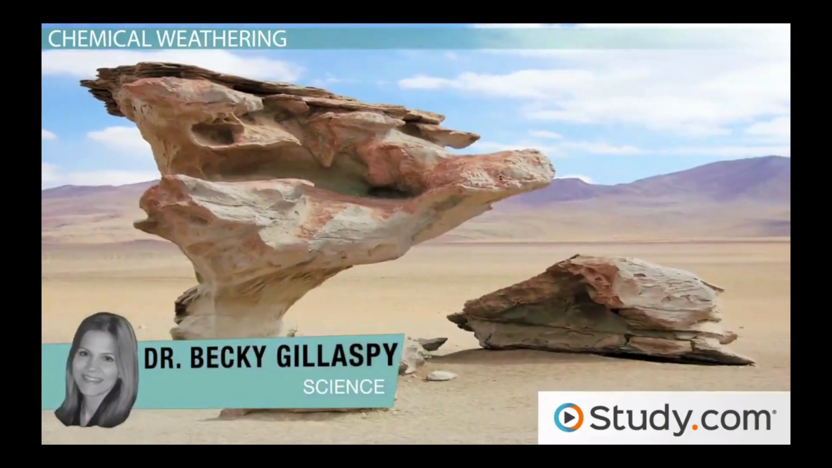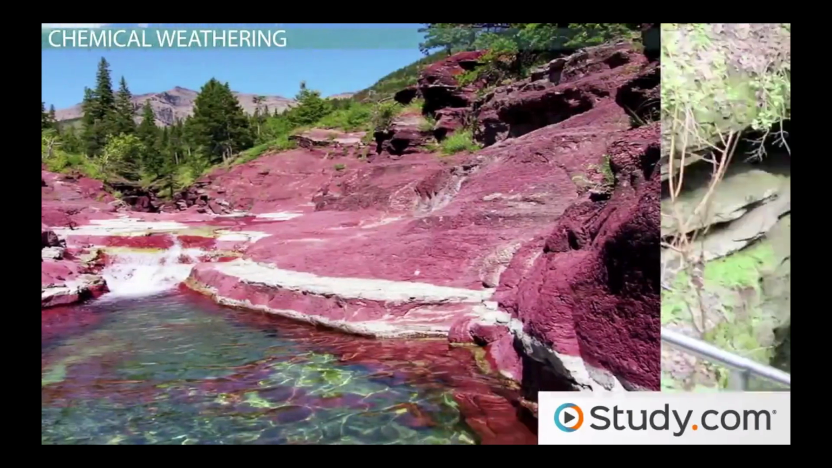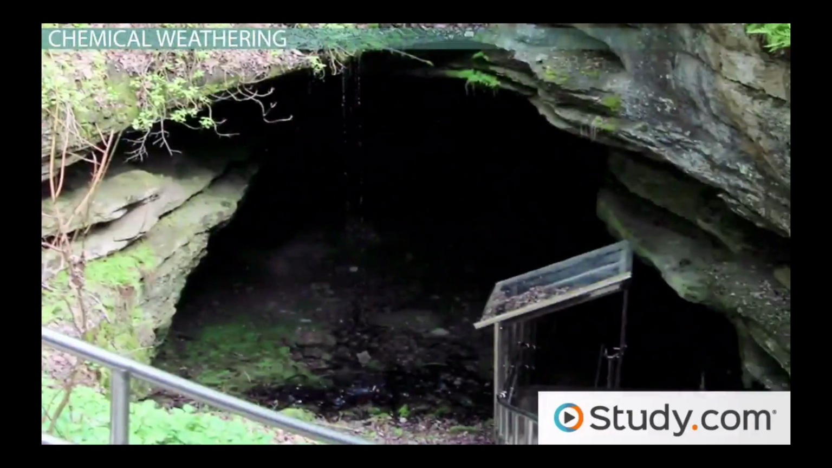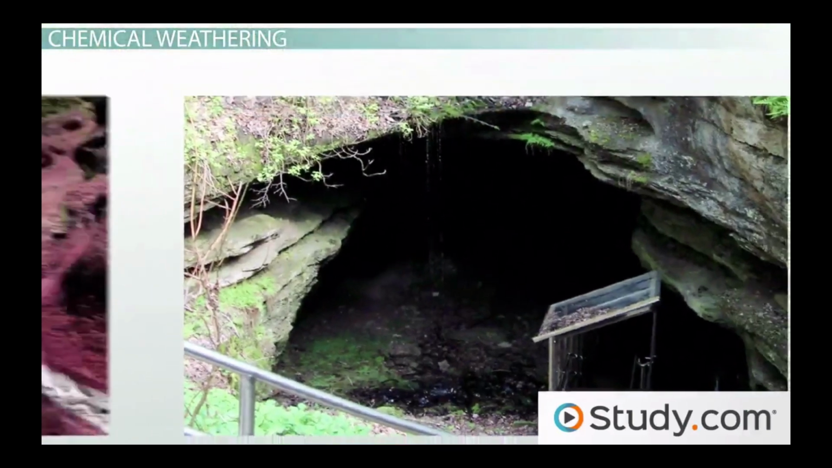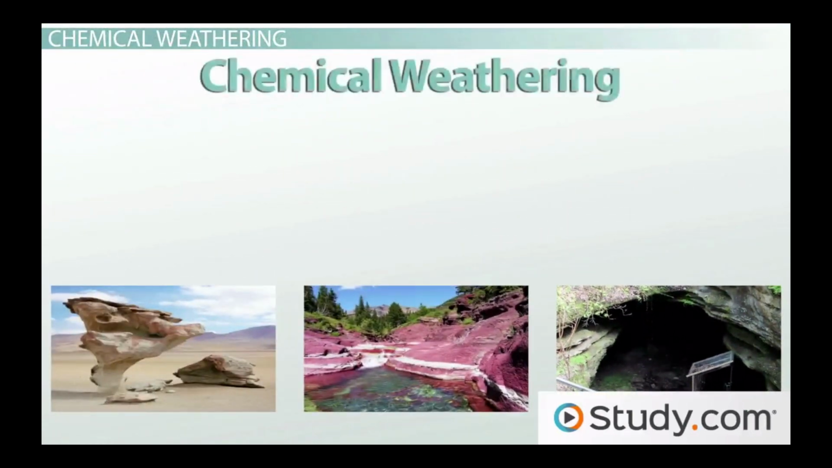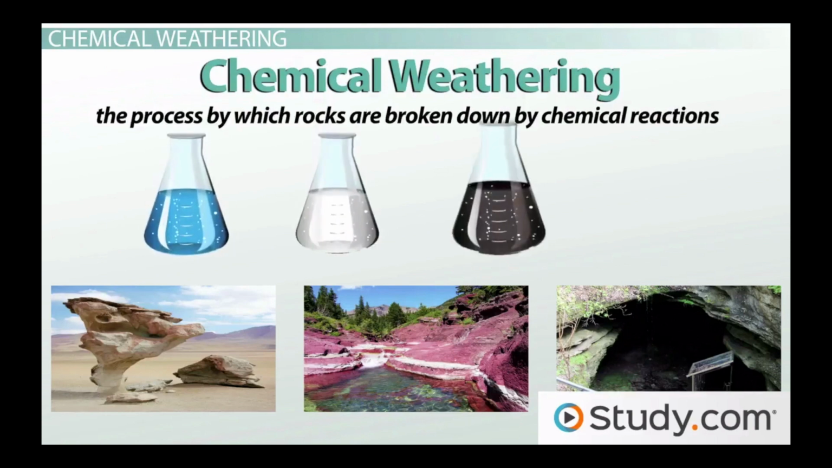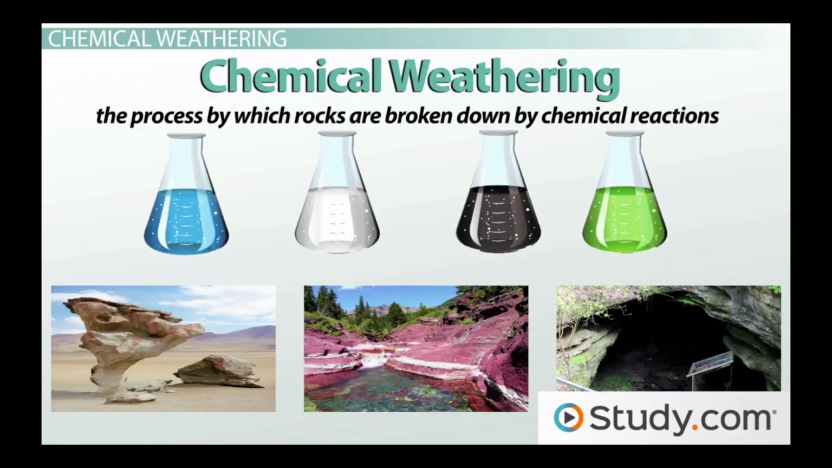Some look like they have been carved by a sculptor, some look like they have been painted red, and others have been hollowed out to form caves. One of the reasons rocks look so varied in their appearance is because they are subjected to chemical weathering, which is the process by which rocks are broken down by chemical reactions. In this lesson, you will learn about the different types of chemical weathering and how exposure to things such as water, oxygen, carbon dioxide, and acids can alter the minerals found in rocks.